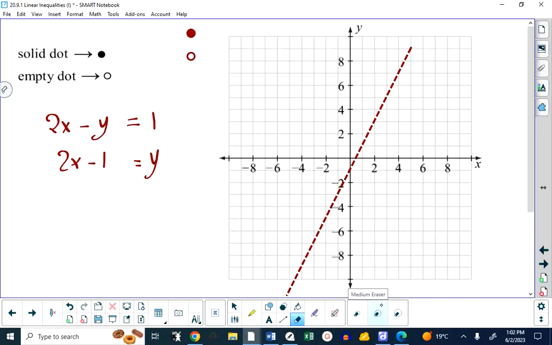Yep. Can I have a ruler? Oh, I'm sorry. Of course. Did you not get one either, Gabrielle? Does anybody else need a ruler? Okay.